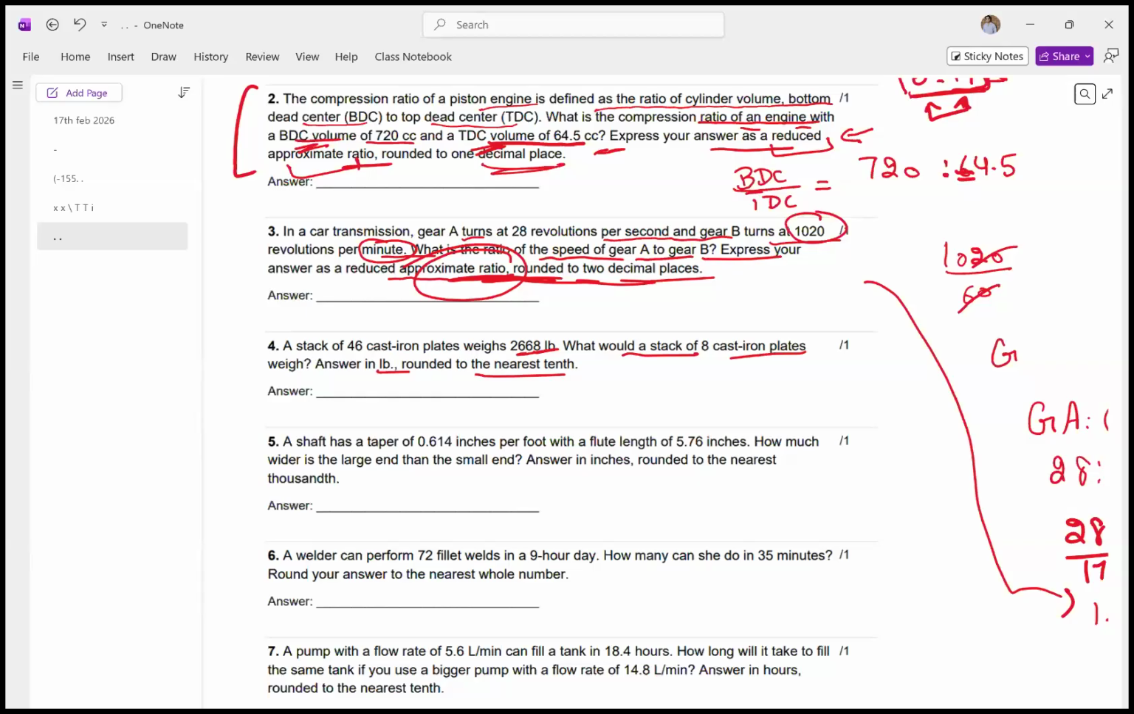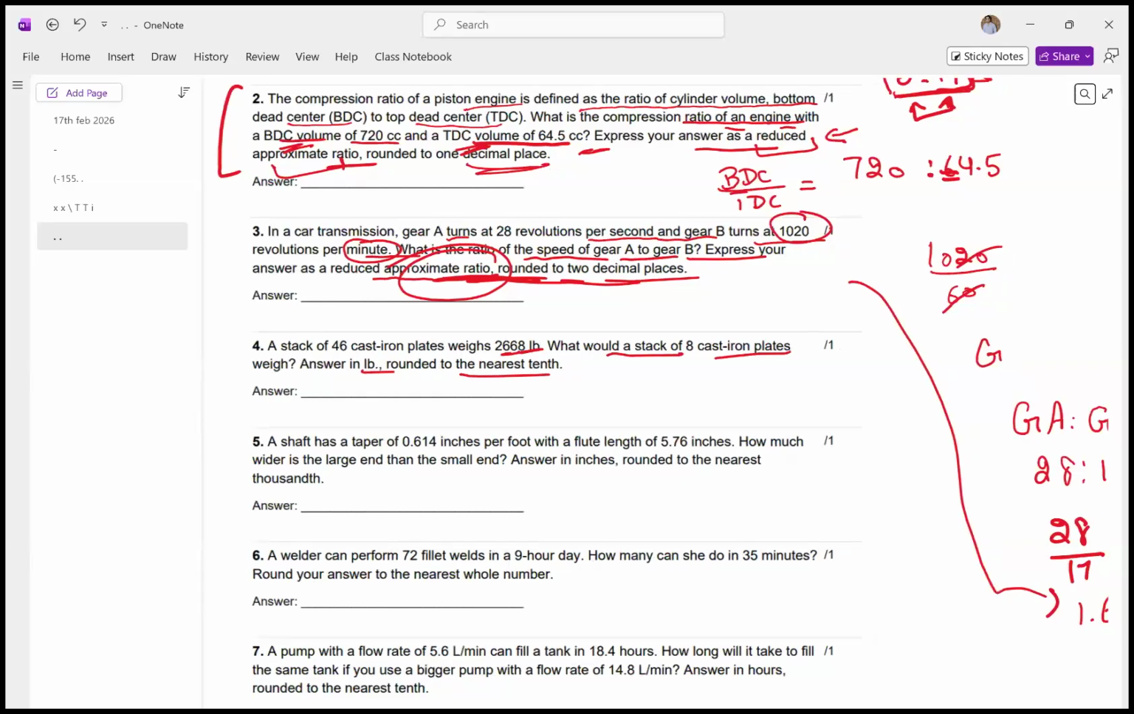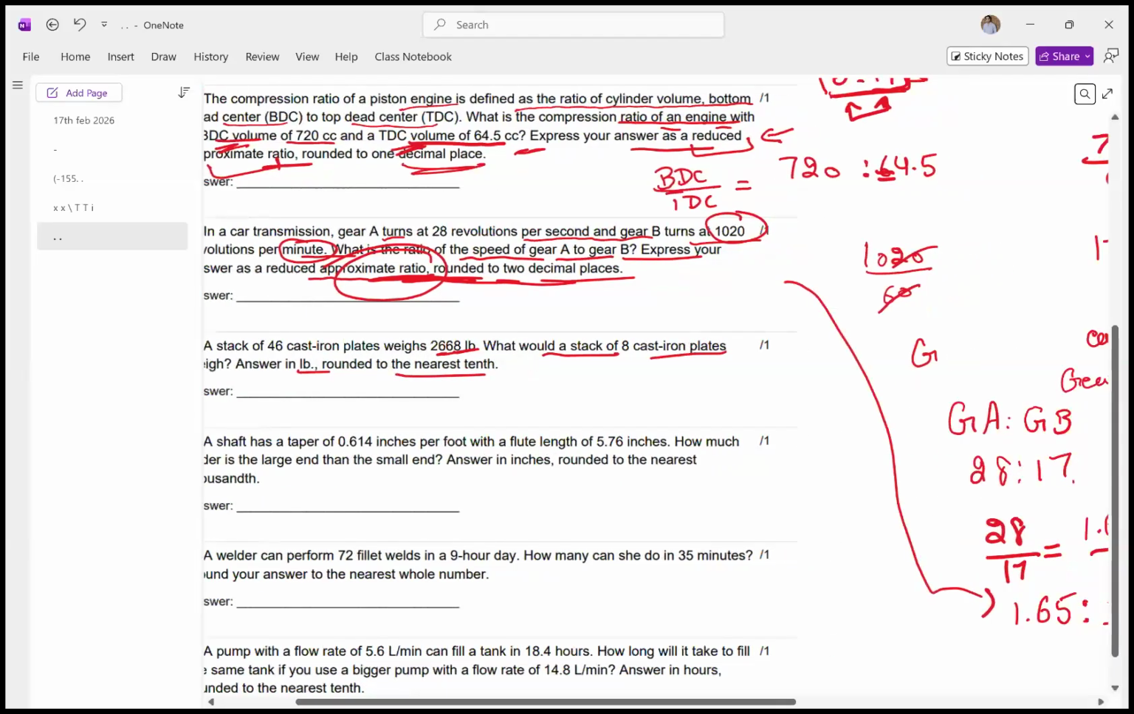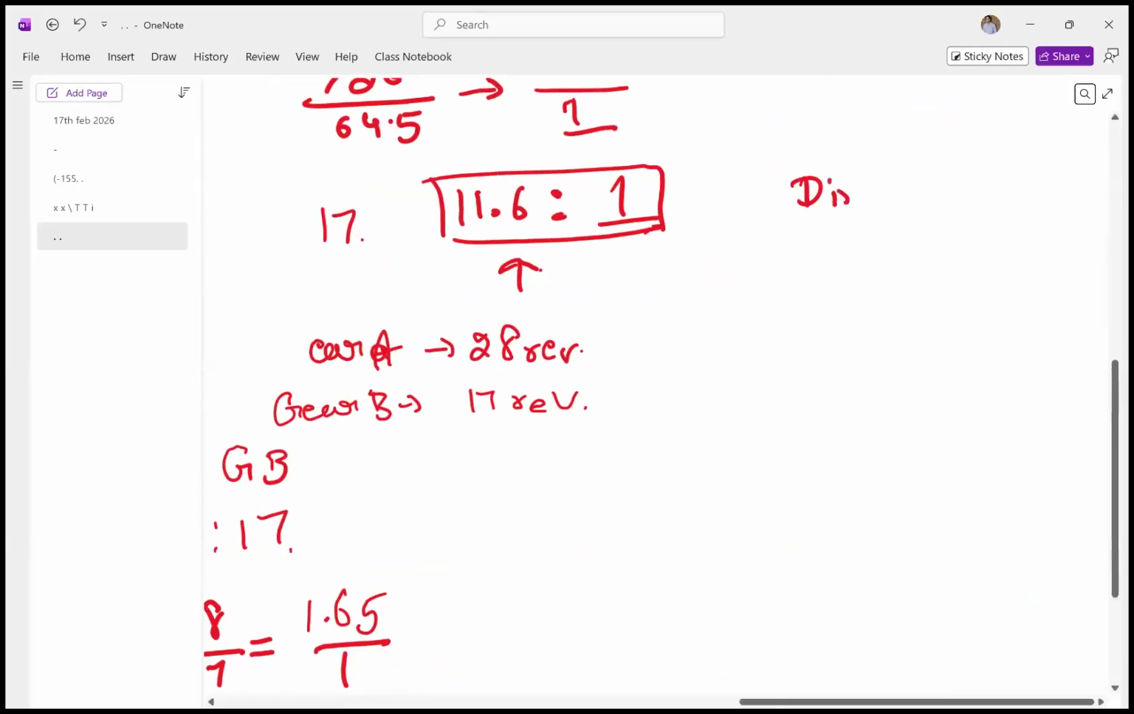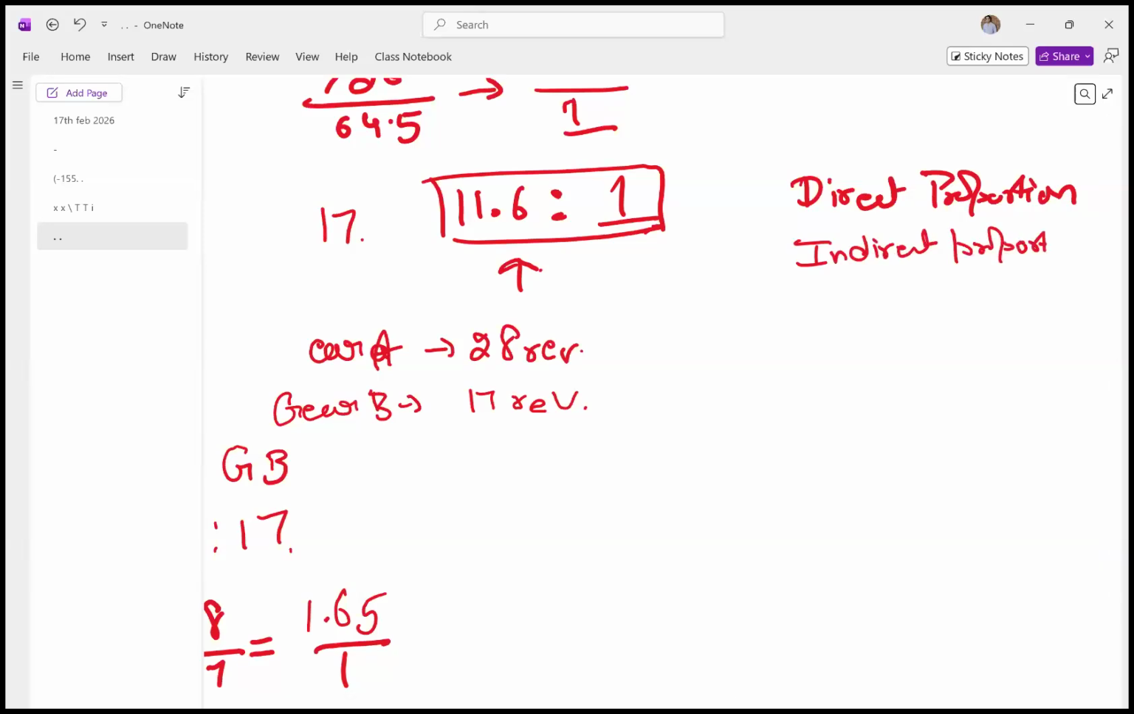One is a direct proportion, another one is an indirect proportion. So let me just talk about the direct versus indirect. So direct proportion, and the second one is indirect proportion.